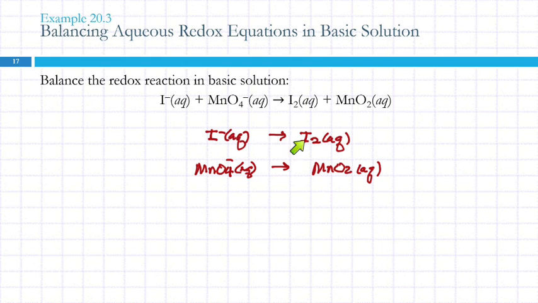On the top here, I have 2 iodines on that side and only 1 on this side, so I can fix that by putting a 2 there. Not worrying about charge yet. Down here, looking at the manganese first, I've got 1 on each side, that's great. Then I look at the oxygens. We've got 4 oxygens here and only 2 over there. I need 2 more oxygens. We balance the oxygens by adding water. To get 2 oxygens, I need 2 waters.